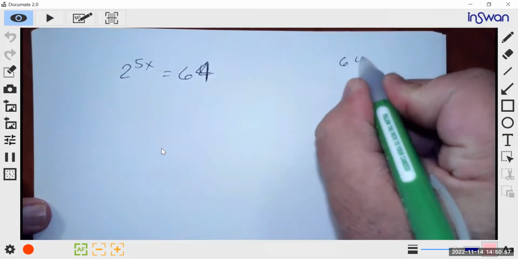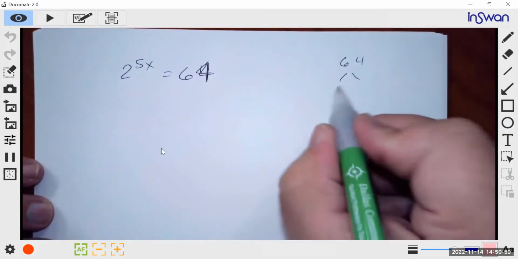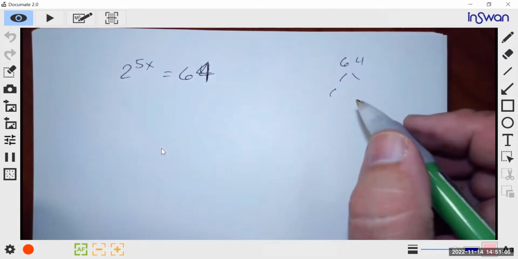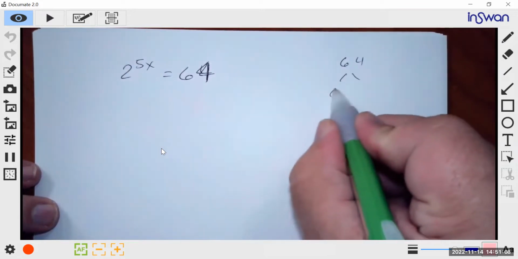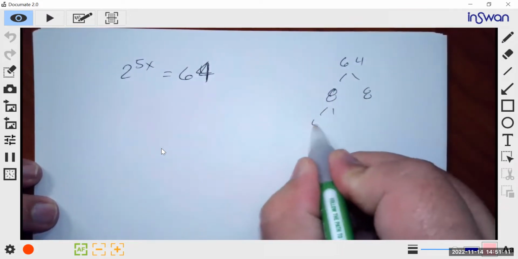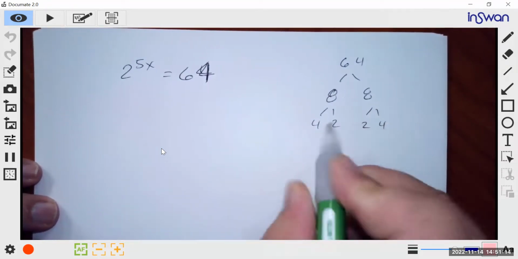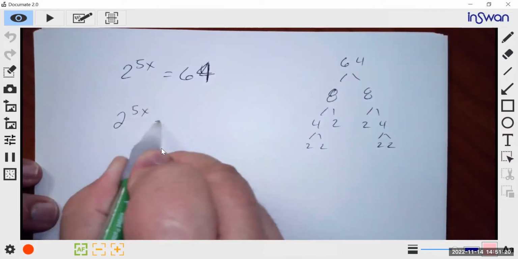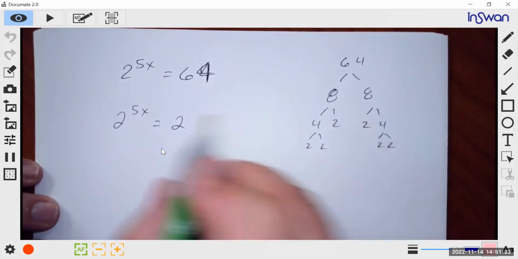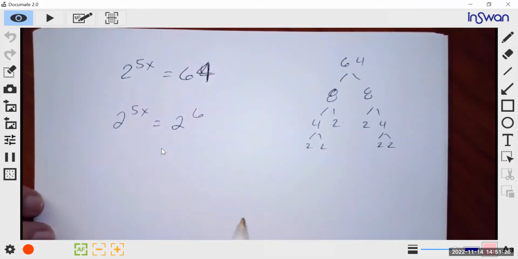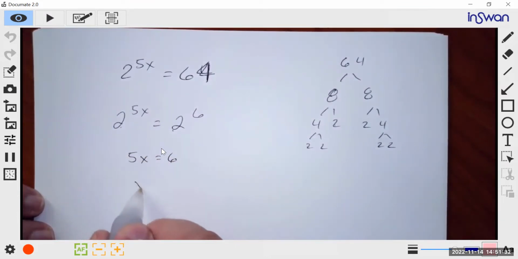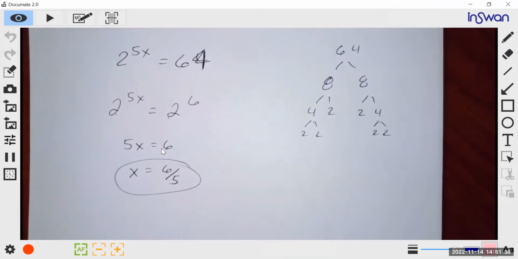Again, now 64 is made up of what? 8 times 8. And 8 is 4 times 2, and 4 is 2 times 2. So 1, 2, 3, 4, 5, 6. It's 2 to the 6th power. Since the bases are the same, the exponents have to be the same. The answer is x equals 6 over 5.